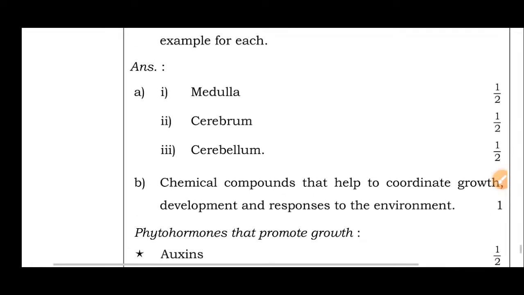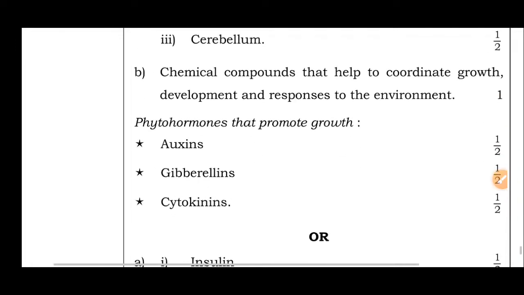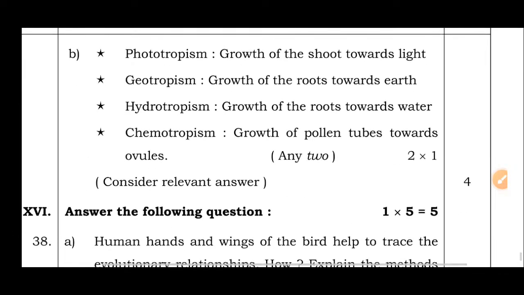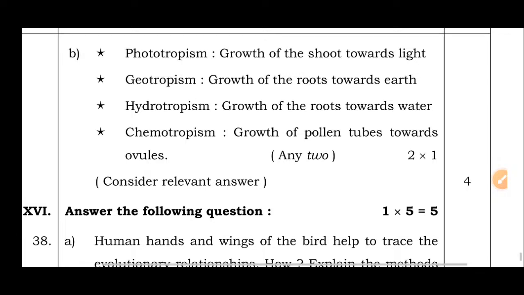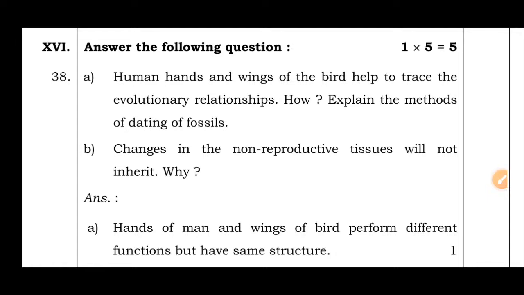Then B question. Name any two trophisms that occur in plants. Give an example for each. Growth of roots towards earth, hydrotropism, growth of the roots towards water. Chemotropism, growth towards chemicals. Next, answer the following question. It's a 5-mark question.